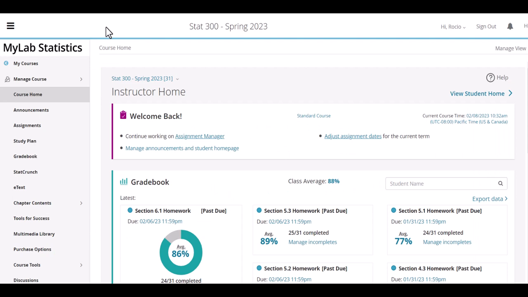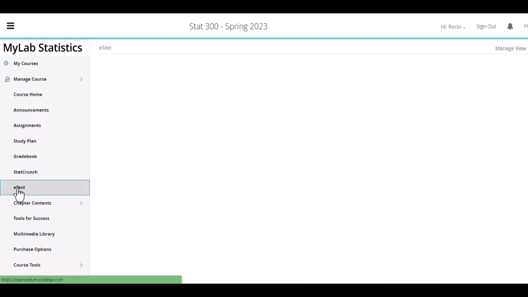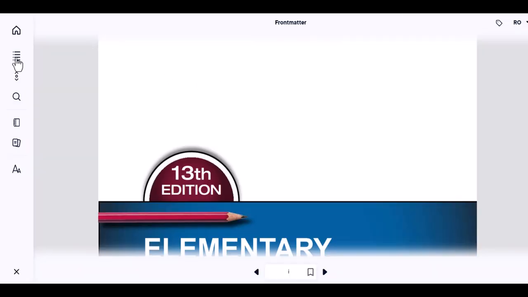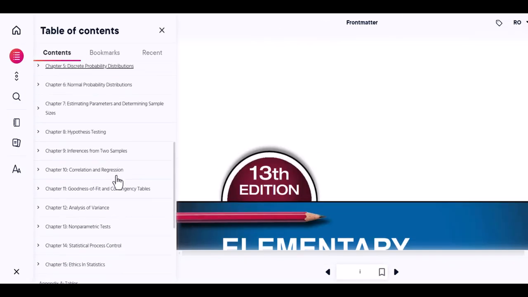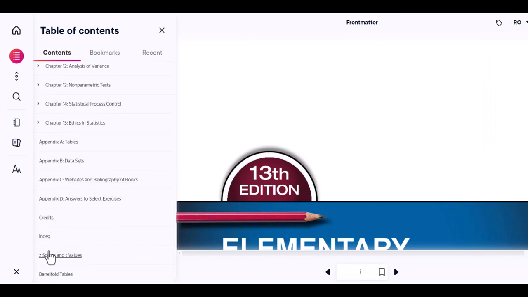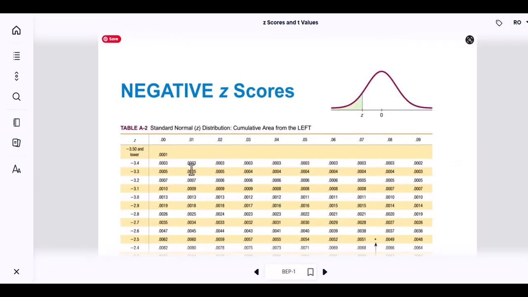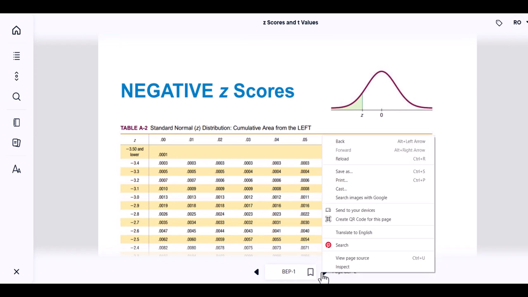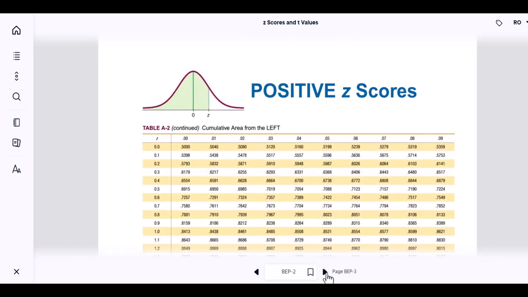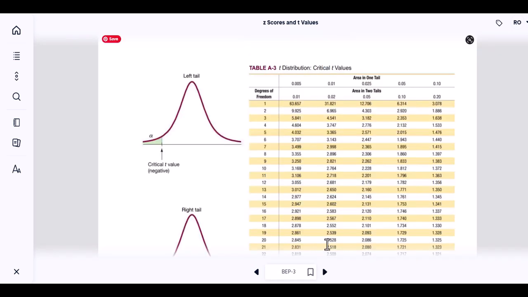We're going to go to our textbook, go to eText on your MyLab menu, and click on the eText to open the textbook, and then it should load. Once it's loaded, go to the table of contents, scroll all the way to the bottom, and look for z-scores and t-values. Click on that and it brings up the tables. There are the negative z-scores, then the positive z-scores, and then the t distribution. This is the student t distribution for critical values.